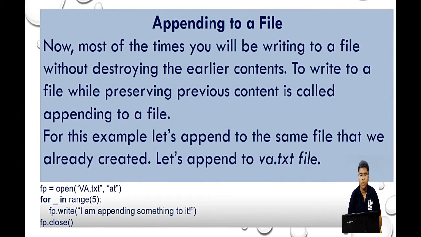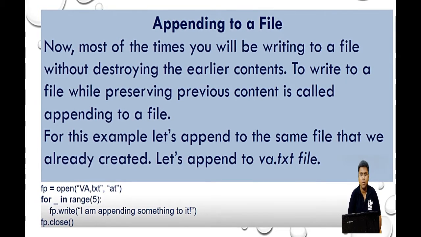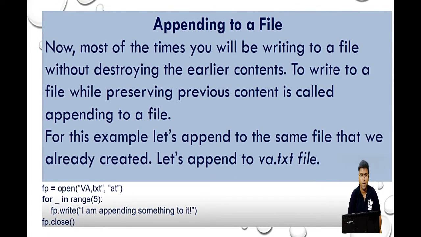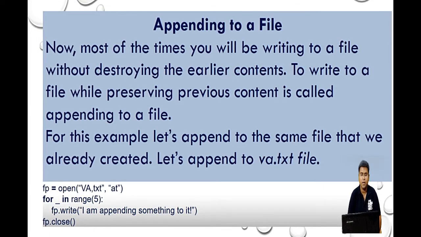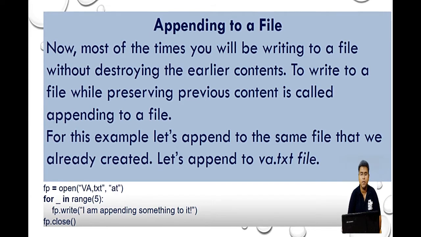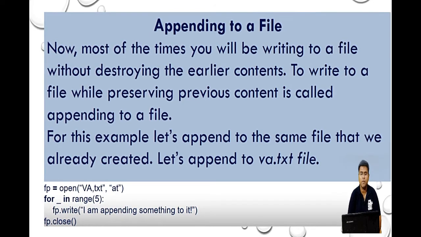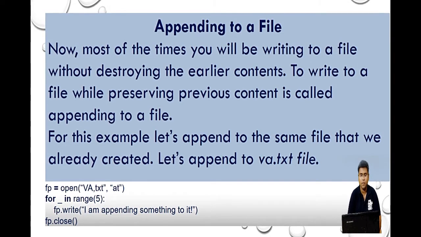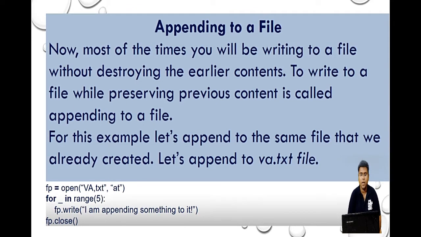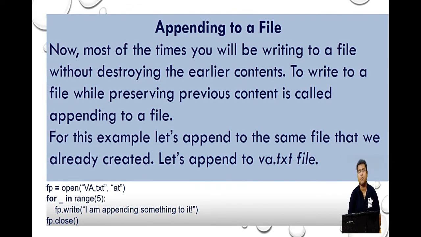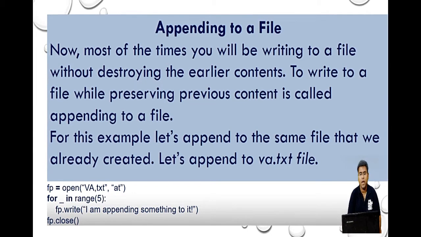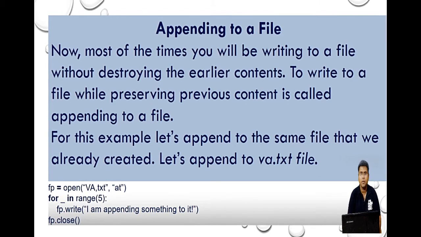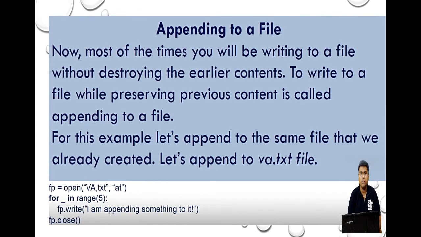fp equals open, and the name of the file va.txt, and the mode is a, appending a file in text mode. And then in the next line I have created a for loop, for in range, and within the range function I have given 5 as a parameter. That means the loop will go on 5 times and it will do fp.write, I am appending something to it. That means it will write this sentence, I am appending something to it, 5 times in our existing file va.txt without making any change to the previous data.